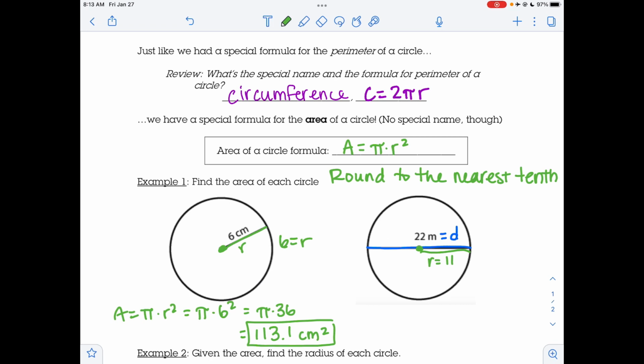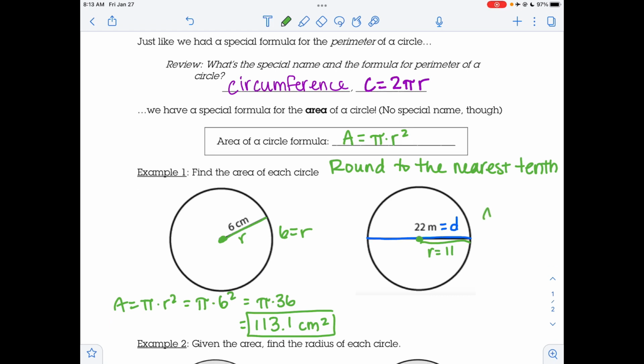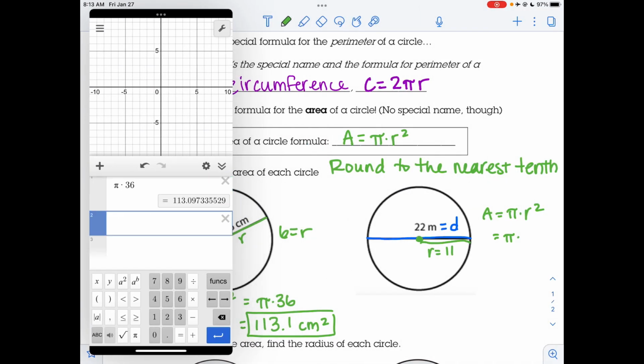Now that we have the actual radius, not just whatever random number they gave us, it has to be the radius, now we can use our formula. So area equals pi times radius squared. We're looking at pi times 11 squared, and if you don't remember what 11 squared is, that's okay, you can use your calculator. It's 121. Multiply that by pi, so we get 380 point something. It's either going to be 0.1 or 0.2.